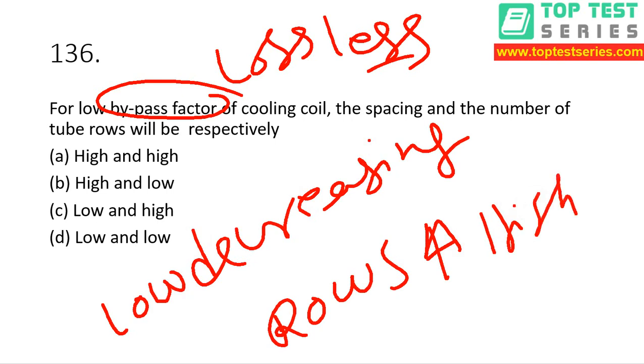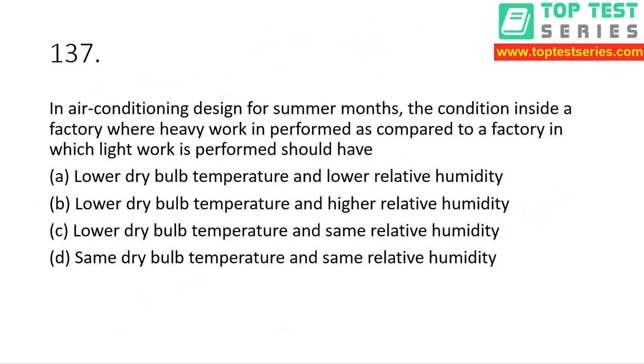So space should be what, my dear? Low. Space should be low and rows should be high. Therefore option C is the correct answer for this question.